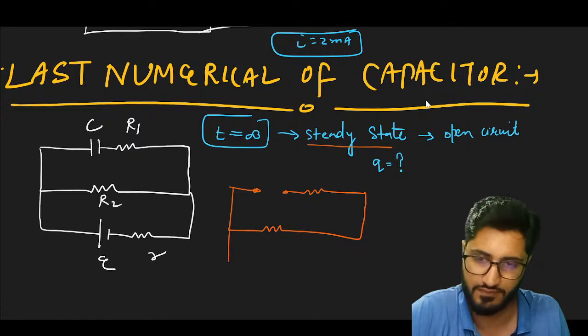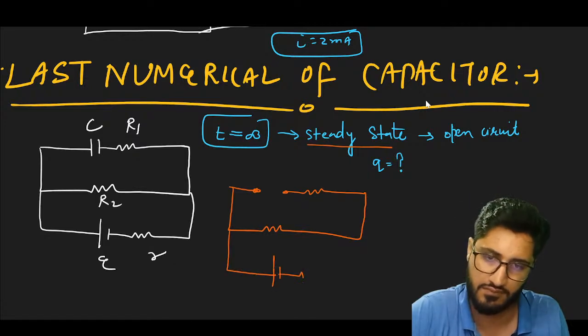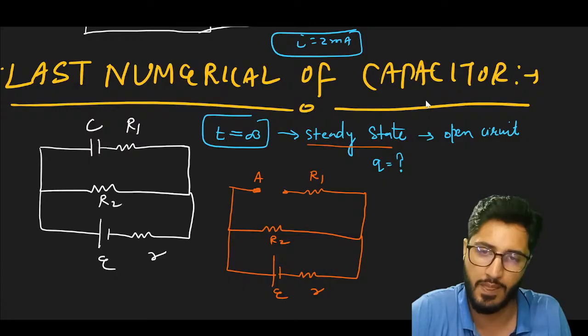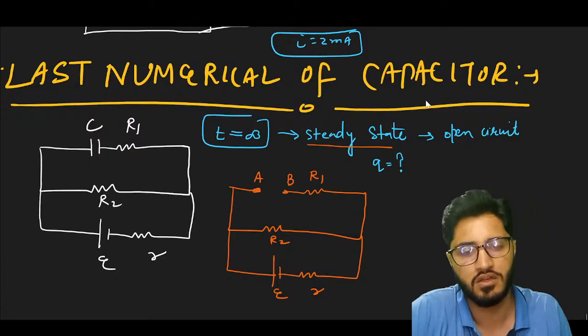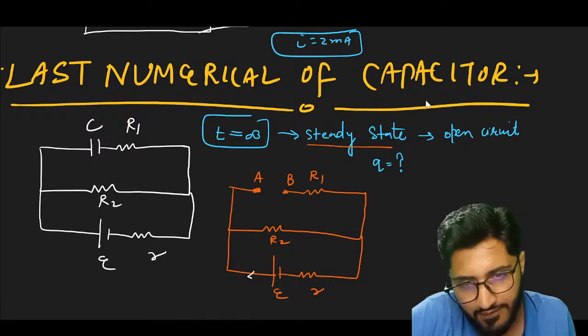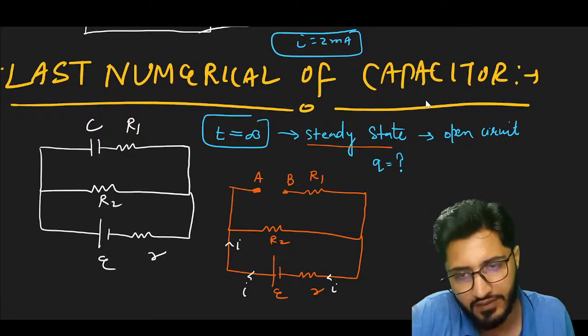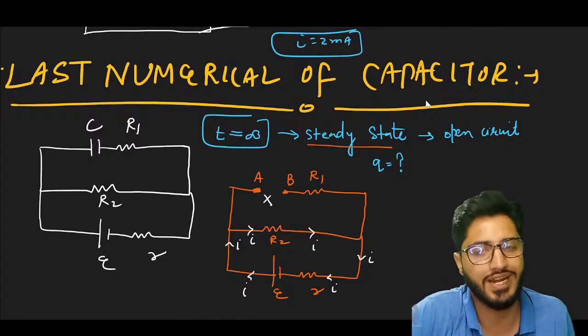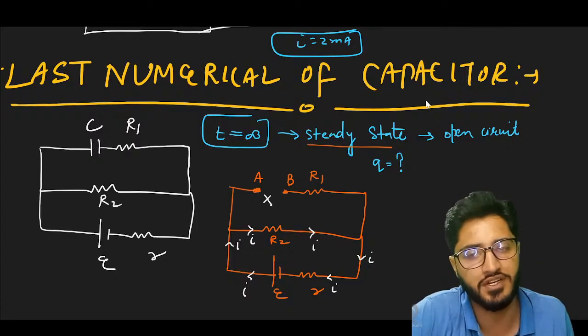Look, E, R, R2, R1, point A, point B. Current I will flow through this branch. No current flows through this other branch, because to get current flow there should be a complete circuit. Look, you will see a gap here, between A and B.